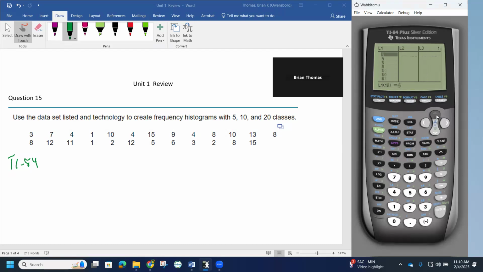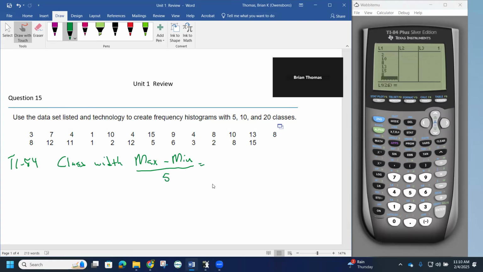Now, we're supposed to create a histogram with 5 classes, 10 classes, and 20 classes. To do this, we would actually need to create a frequency table, but we're going to bypass the frequency table. But we do need a couple of critical pieces of it. If there are 5 classes, we need to know the class width. Remember, to determine class width, we need the maximum value minus the minimum value, and then we divide by the number of classes. In this case, it's going to be 5.